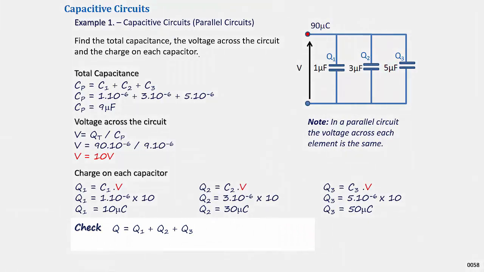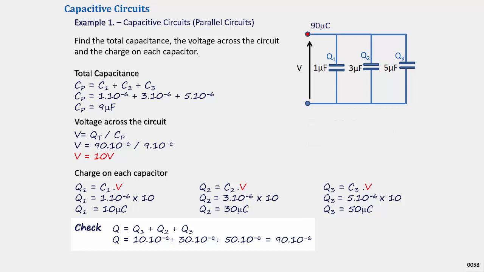We can do a check on the answer at this point, since we know that the sum of Q1, Q2 and Q3 should equal the total charge Q stored in the circuit. Substituting values, Q equals 10 times 10 to the power minus 6 plus 30 times 10 to the power minus 6 plus 50 times 10 to the power minus 6, which equals 90 microcoulomb, the total circuit charge.